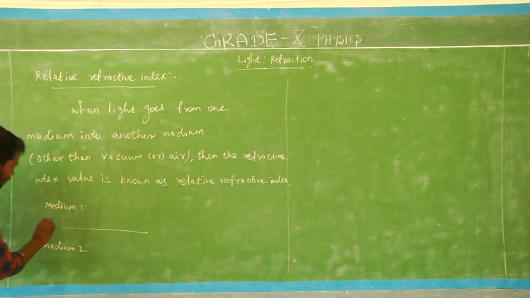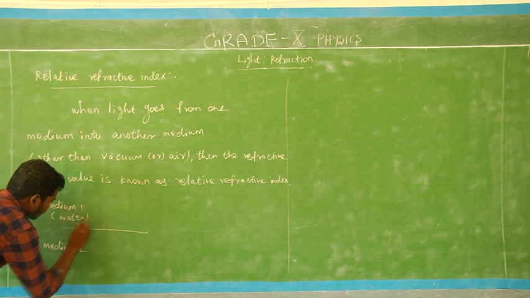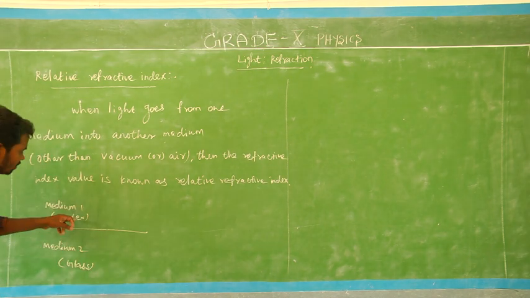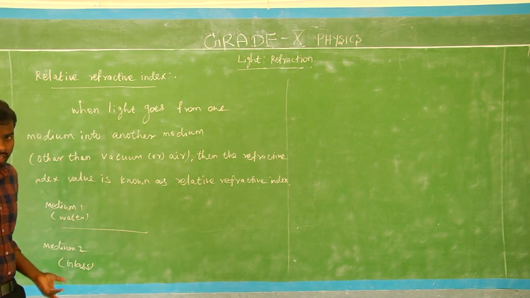Medium 2. For example, medium 1 is water, and medium 2 is glass. Okay, so medium 1 water, medium 2 glass. Air is not considered here.